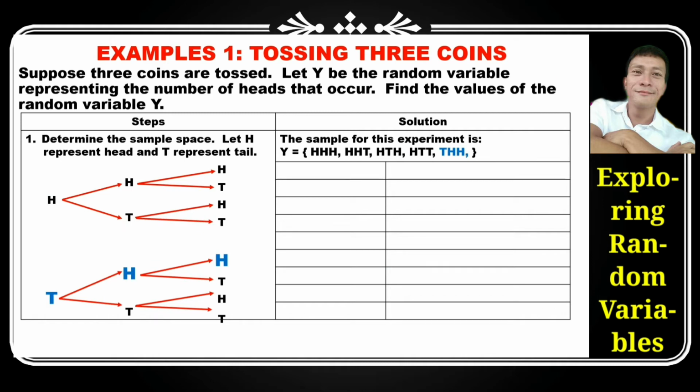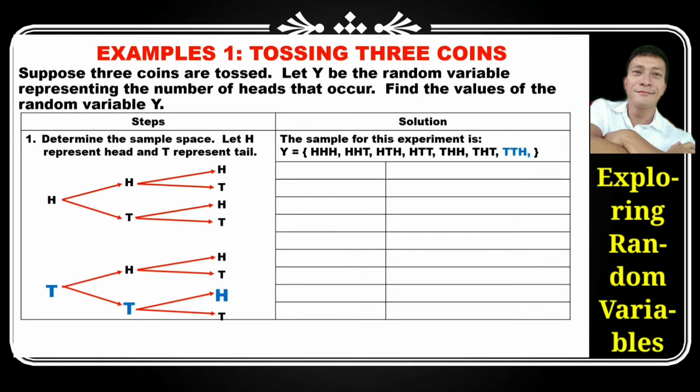Next is 2 tails and a head on the second coin. The next is 2 tails and a head on the third coin. And the last outcome is 3 tails.